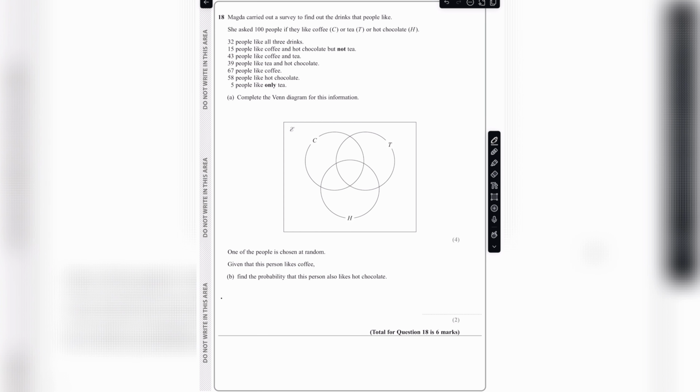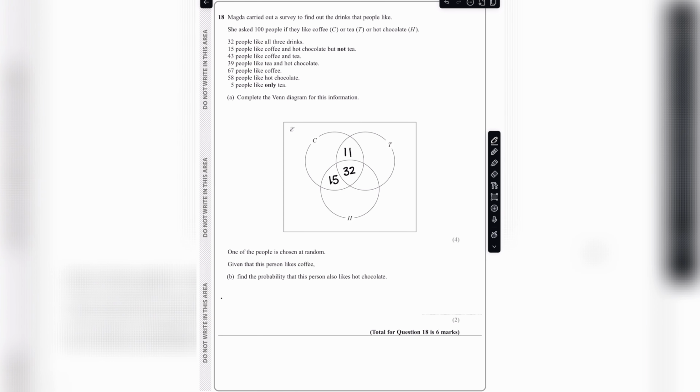So the first thing we know is that 32 people like all drinks, so 32 can go in the middle, and 15 people like coffee and hot chocolate but not tea, so that will be the section that connects C and H without T. And 43 people like coffee and tea, so that will belong to the section connecting coffee and tea. And given as 32 is in this section already, we can subtract this value from 43, and that gives us a value of 11.